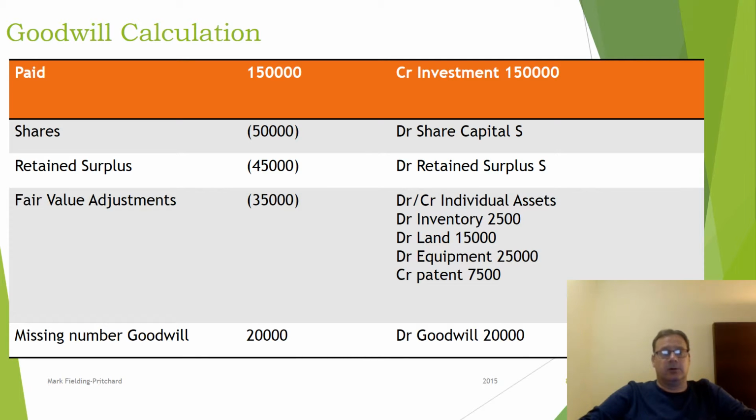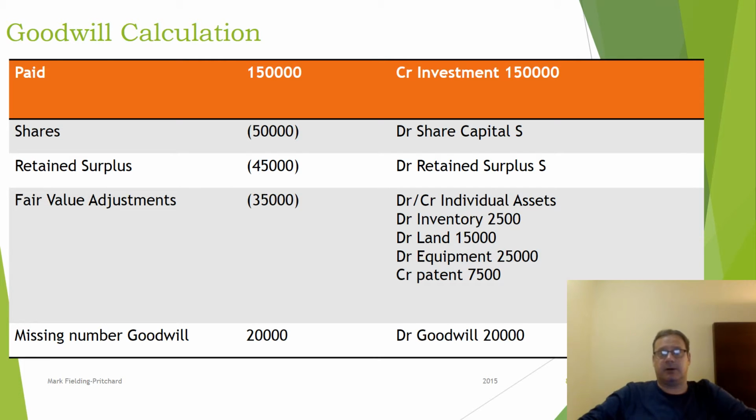In addition to that, we also got our fair value adjustments. Do you remember that we obtained 35,000 positive of fair value adjustments? Those fair value adjustments are the increase in inventory, the increase in land, the increase in equipment. If you look on the slide, they're given to you on the right hand side. Inventory's gone up 2,500, equipment's gone up 25,000, land 15,000, and the patent has actually gone down from book value by 7,500. So we paid 150,000. In return, we got shares of 50,000, plus retained surplus of 45,000, plus fair value adjustments of 35,000. Add those things up, and they add up, I hope, to 130,000.